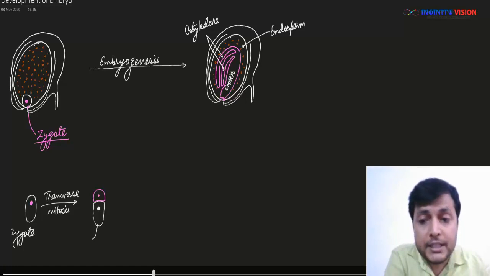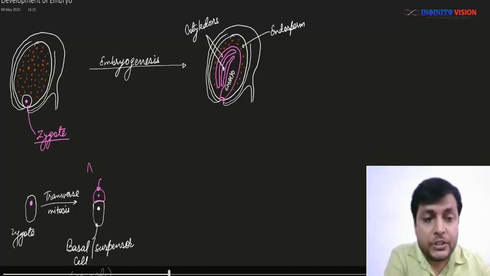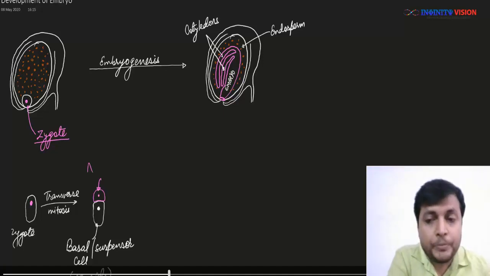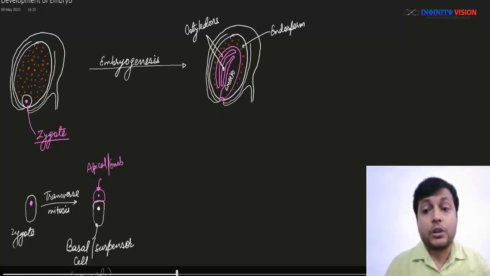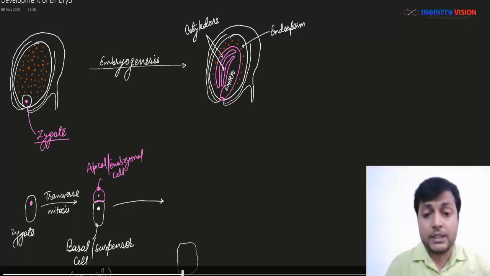This lower cell is known as the basal cell or suspensor cell. Why is it so? Because this cell is going to make the suspensor of the embryo. That's why the lower cell is called the basal or suspensor cell. Great. The upper cell is called the apical or embryonal cell.